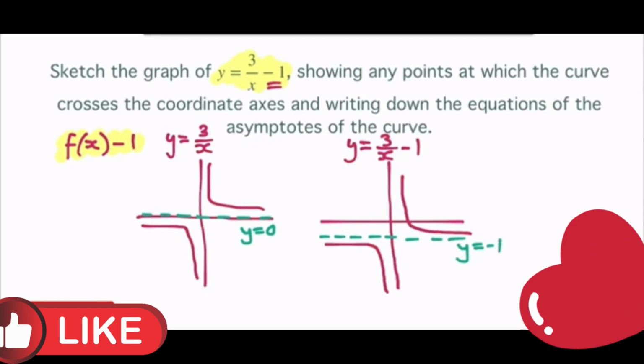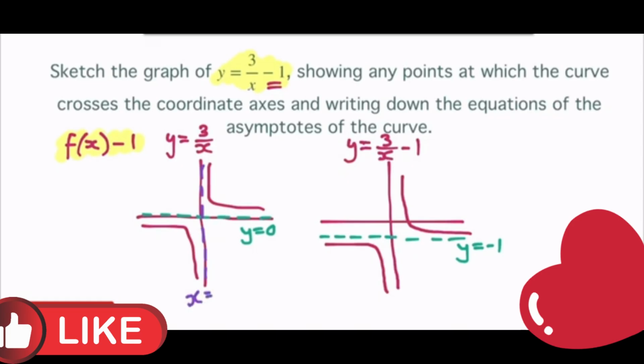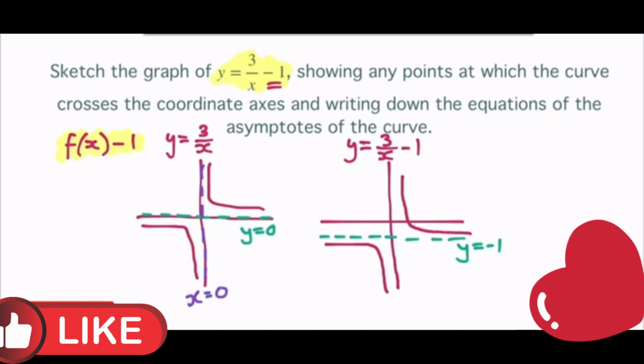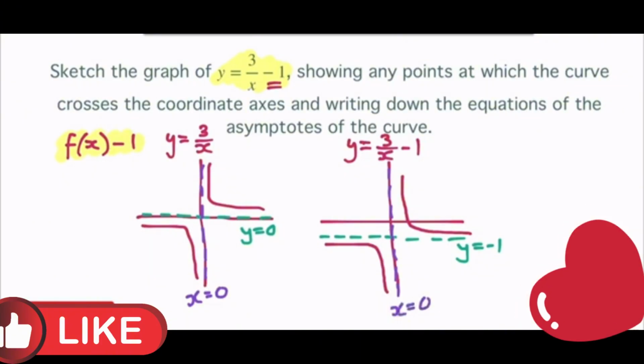Now obviously the graph here has moved downwards, it hasn't moved left or right, so our original asymptote over here, which goes down, which has the equation x equals 0, is not going to change. That is going to stay exactly where it is, and we've still got that asymptote there where it never touches the axes. So x equals 0 is going to stay exactly the same.